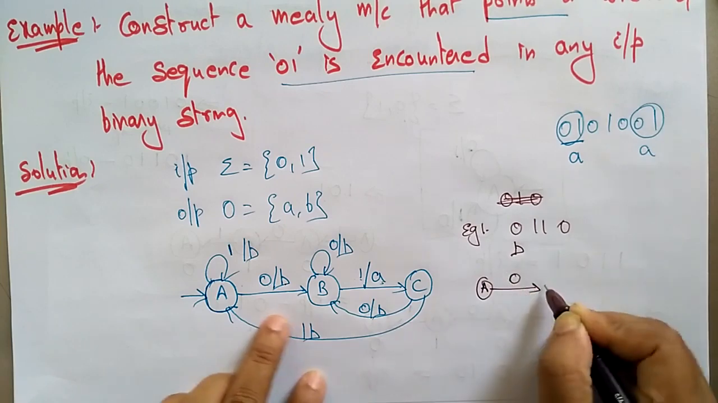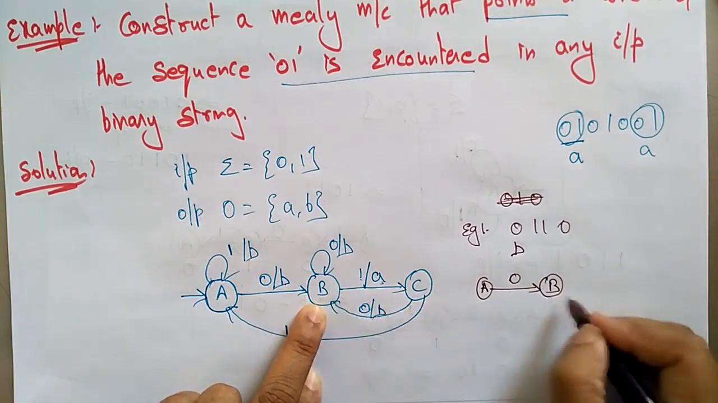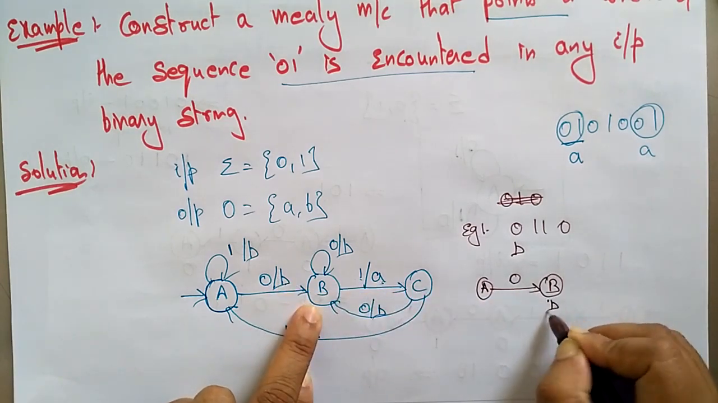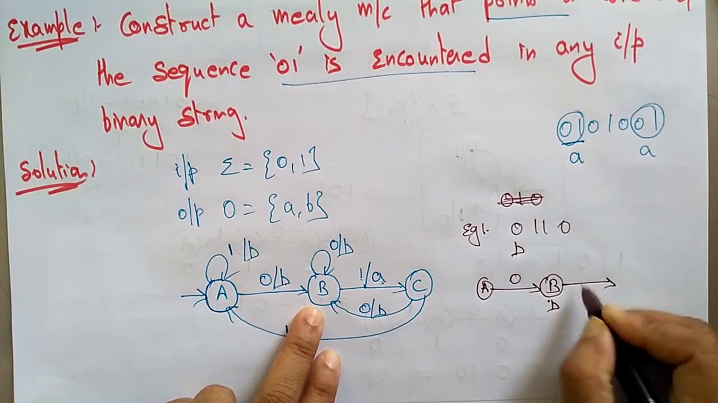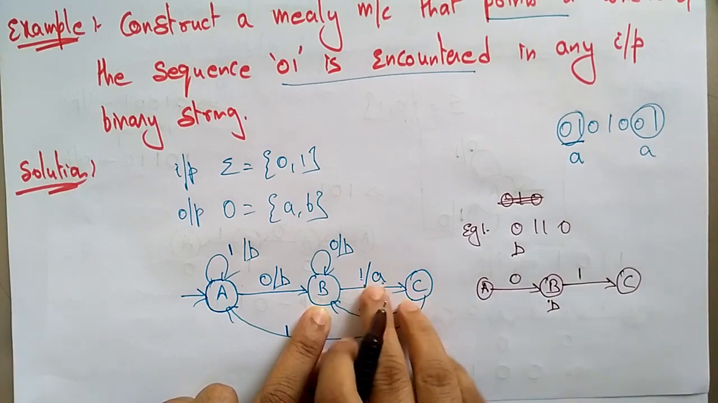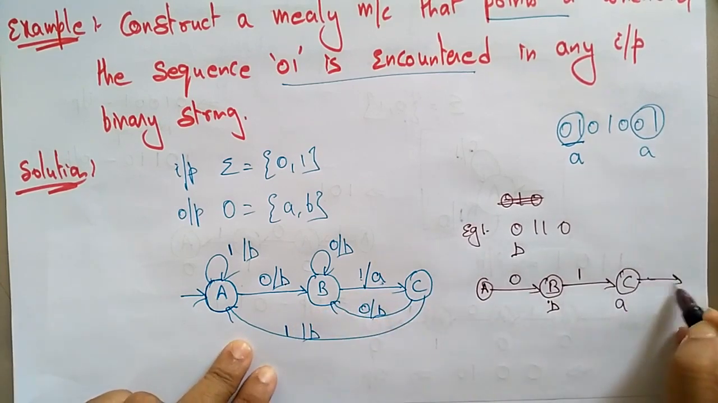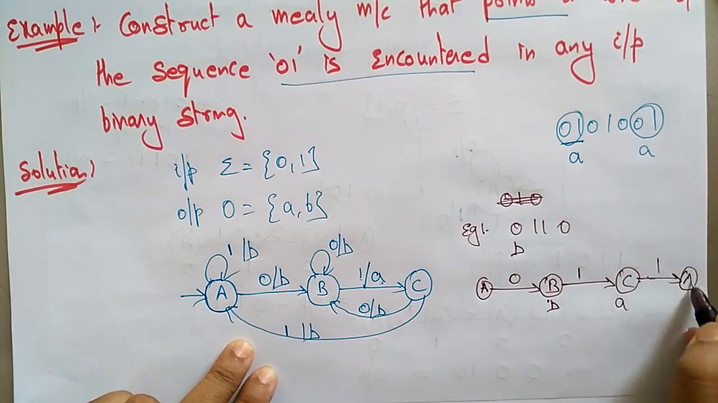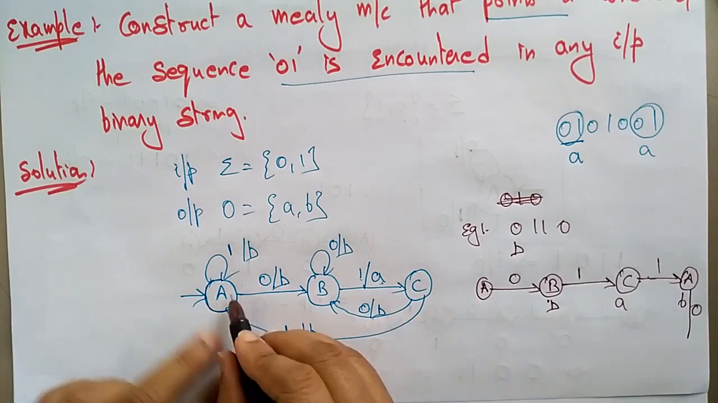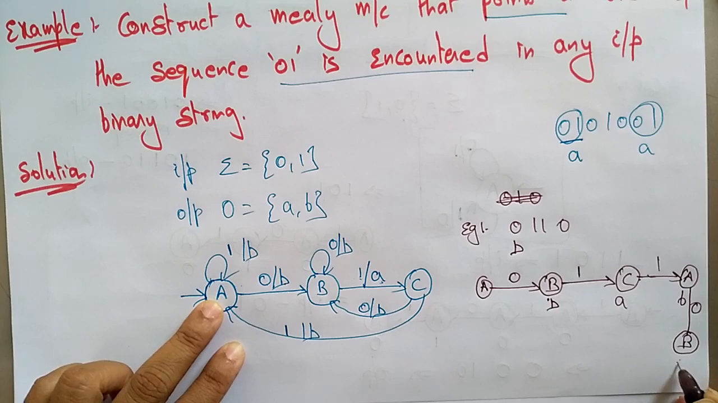A on 0, it is generating a new state B, and output is B. And B on 1, it is going to C, and the output here is A. Now C on 1, it is going to A, and the output here is B. And A on 0, it is going to the state B, and output here is B.